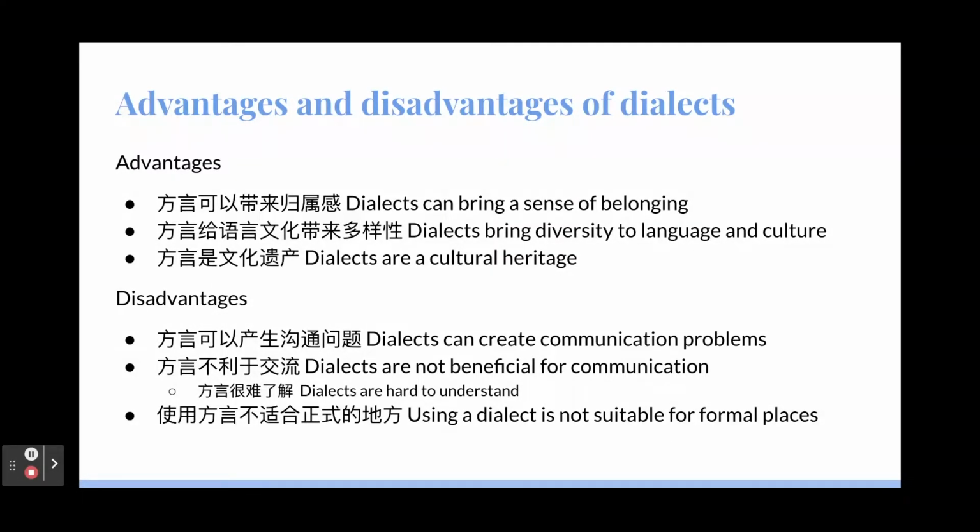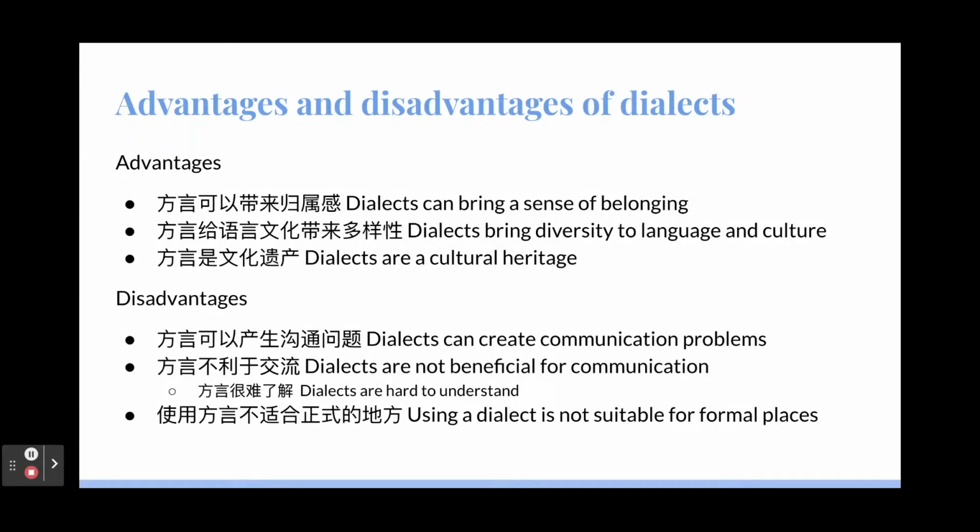And the second point of disadvantage of using dialect is that dialects are not beneficial for communication. And you could say this in Chinese by saying 方言不利于交流, which means dialects are not beneficial for communication. And you could support this by saying dialects are hard to understand, in Chinese 方言很难了解. And in a full sentence, you could say 因为方言可以产生沟通问题，所以方言不利于交流。So this would mean that because dialects can create communication problems, therefore it is not beneficial for communication.